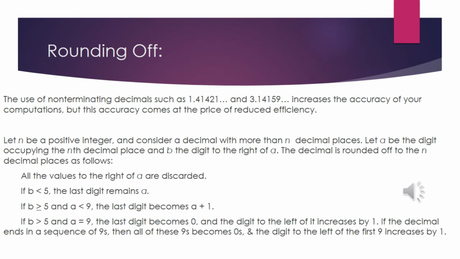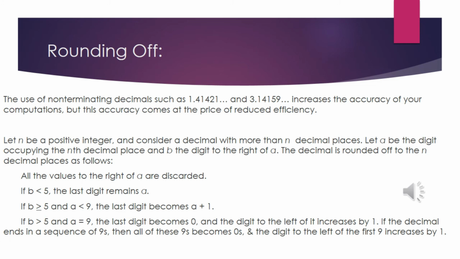So in rounding off, let n be a positive integer and consider a decimal with more than n decimal places. Let a be the digit occupying the nth decimal place and b the digit to the right of a. The decimal is rounded off to n decimal places as follows. All the values to the right of a are discarded. If b is less than 5, the last digit remains a. If b is greater than or equal to 5 and a is less than 9, the last digit becomes a plus 1.